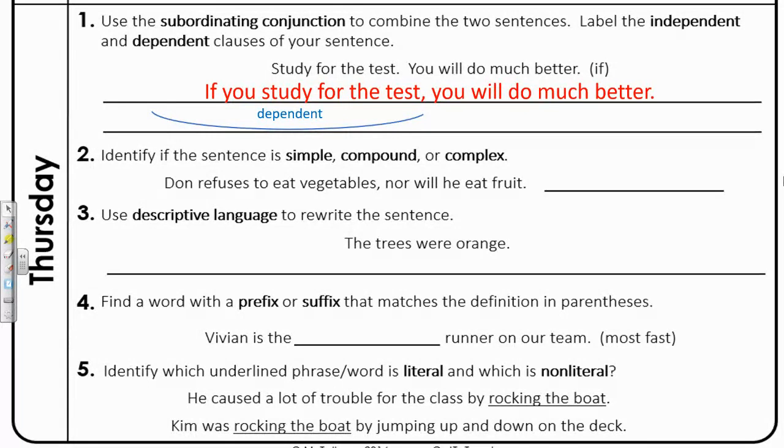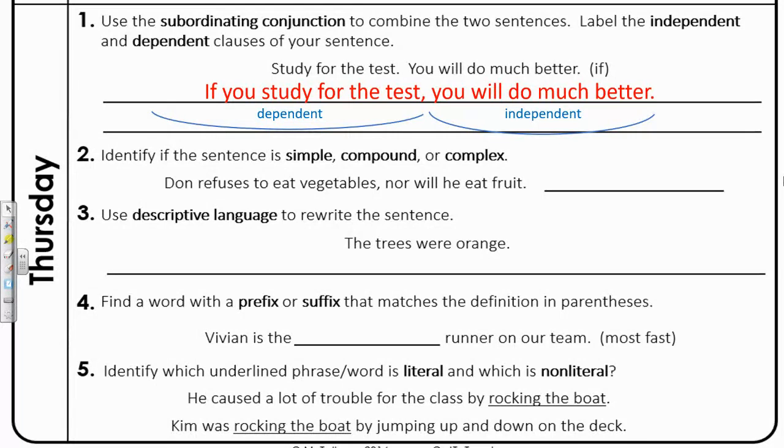Let's look at the second clause though. You will do much better. That is an independent clause, because look up above, that is a complete sentence. You will do much better. Therefore, I labeled that as my independent clause. Now remember, when you have a dependent clause mixed with an independent clause, that is called a complex sentence.